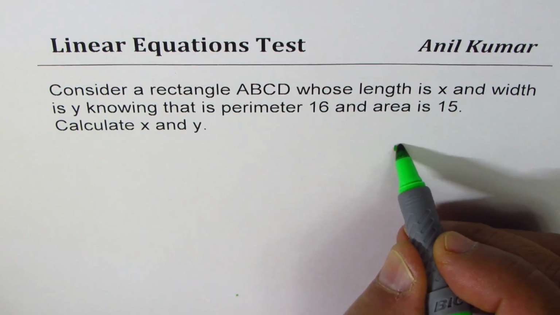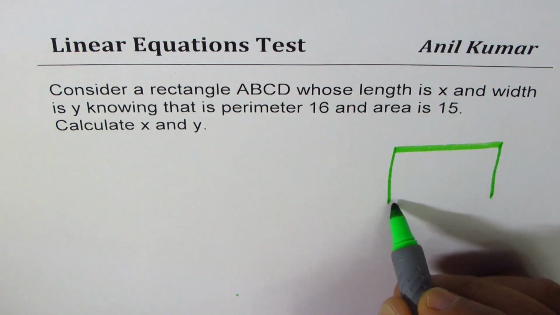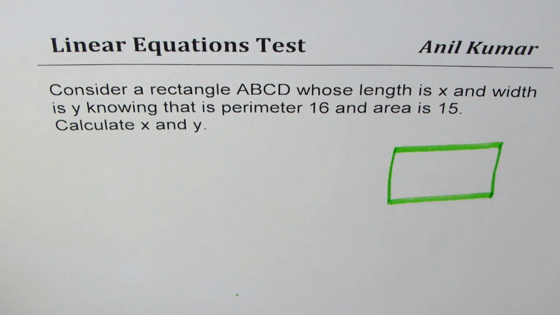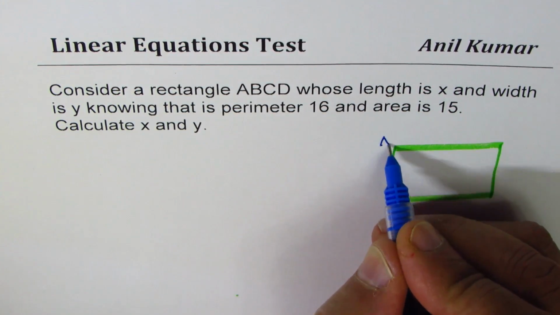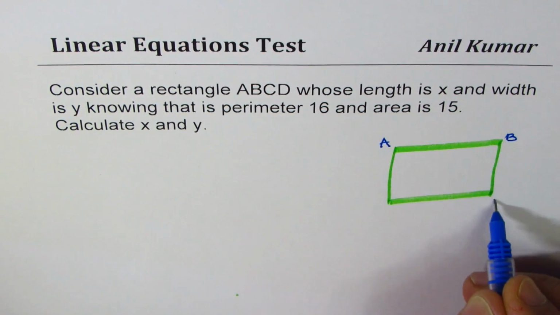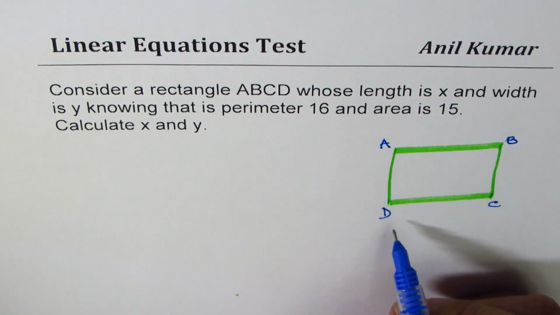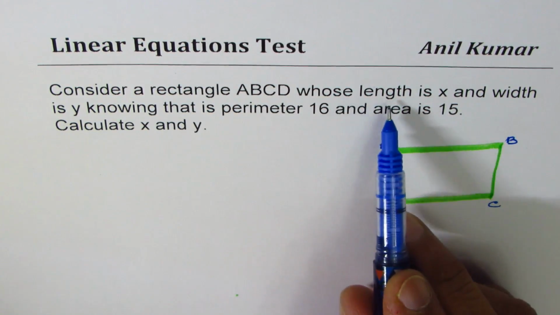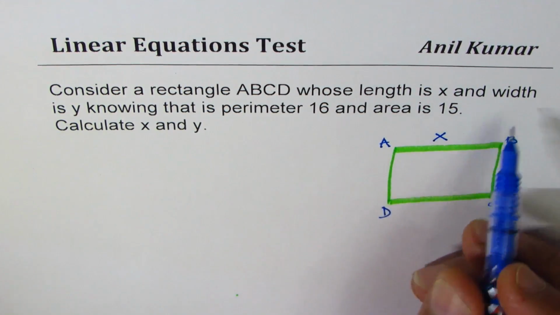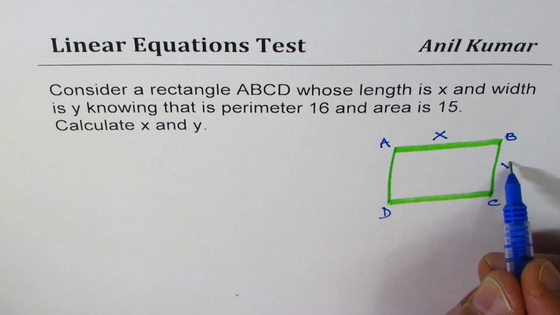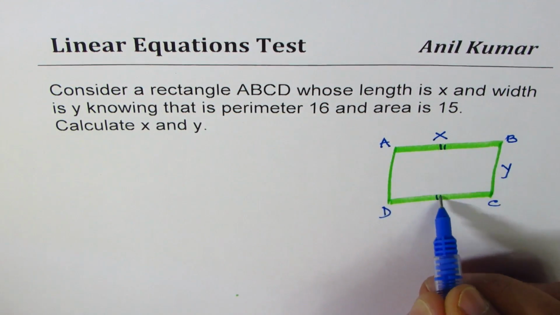So we are talking about a rectangle ABCD. It's a good practice to sketch if you can. Now in this situation, of course you can, right? So let's say the rectangle is ABCD. You should go clockwise. A could be anywhere. Whose length is x, so let's put this as x, and width is y. That is y. BC is y. Rectangle means opposite sides are equal, right?